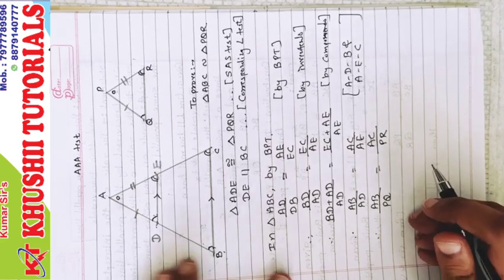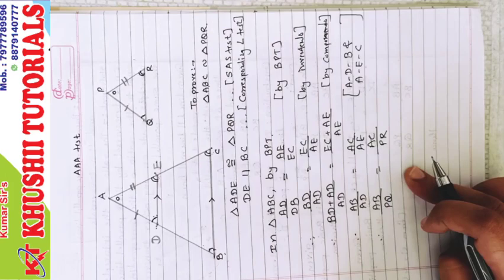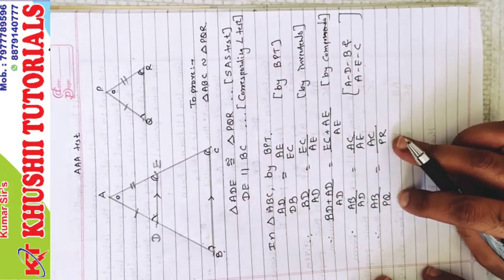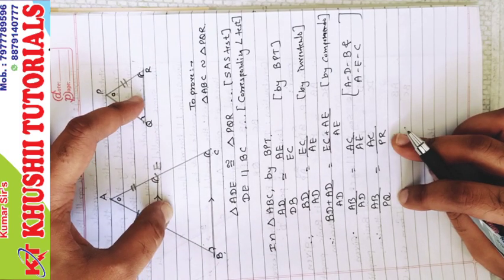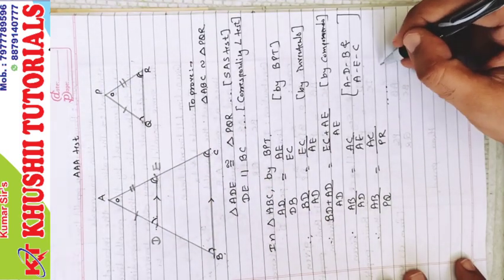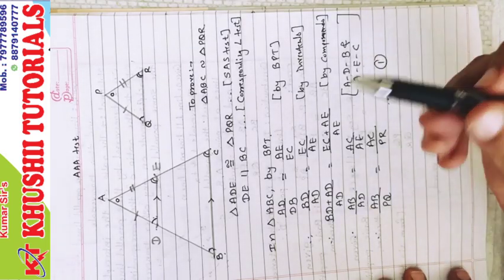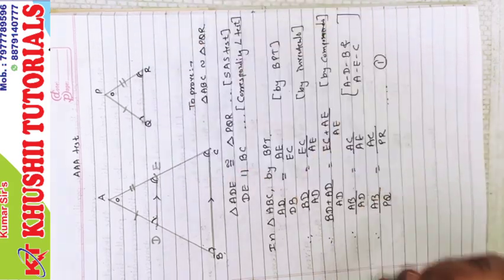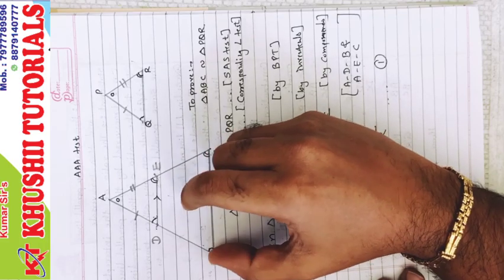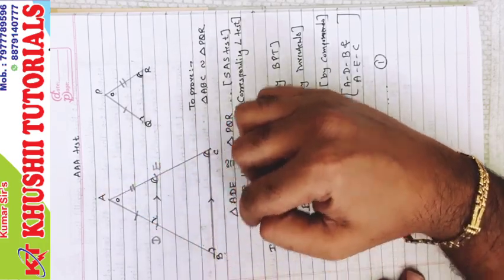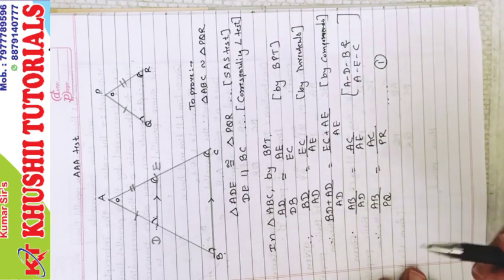So we got AB upon PQ and AC upon PR. So we got two sides, the ratio of two sides of these two triangles are equal. So only two sides are proved to be proportional. Now similarly, we can draw the triangle here. If we plot one more part here, we can prove AB upon BC. We don't have to show that, we just have to write similarly.